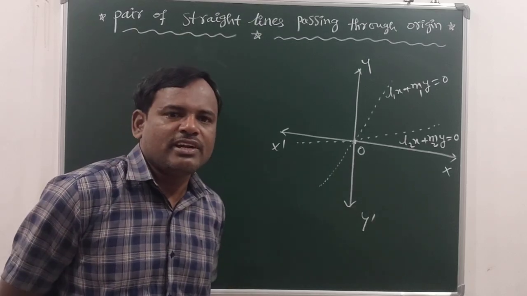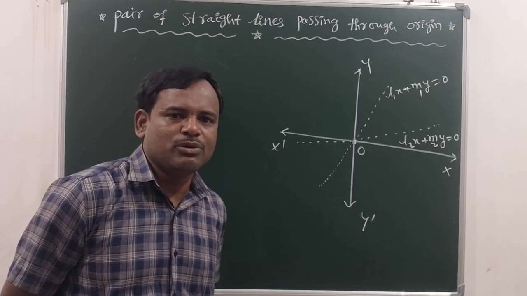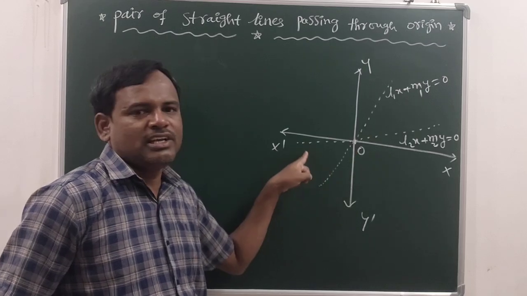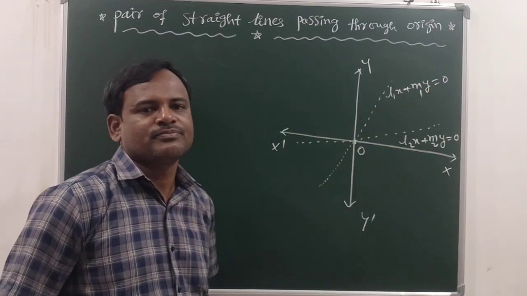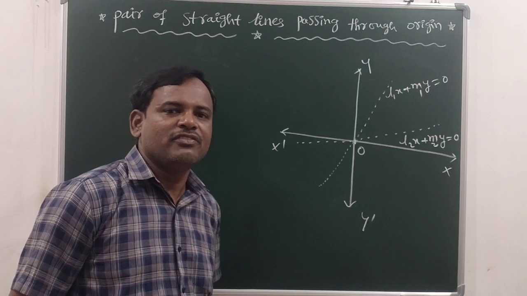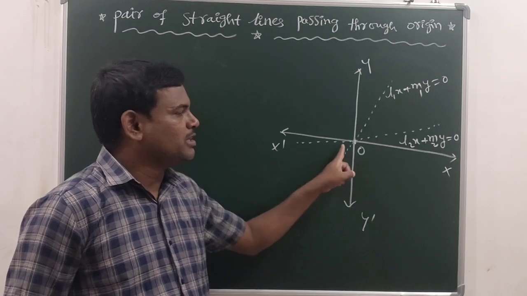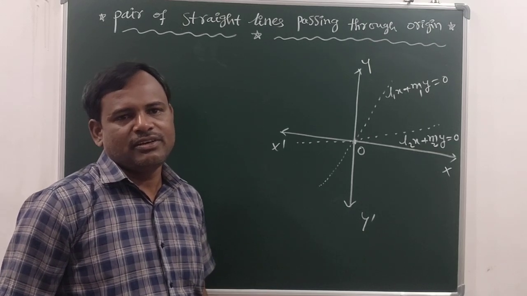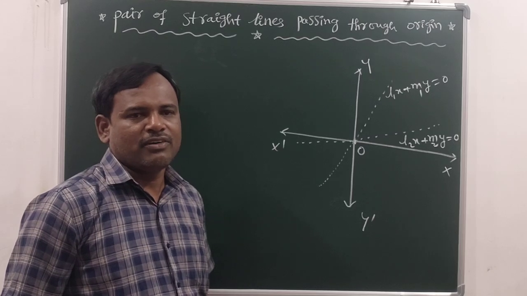You know the standard form of a line equation is ax plus by plus c equal to 0, but for lines passing through the origin, here we don't get the constant term. Ax plus by equal to 0 you will get, because that is passing through the origin. Hence c would become 0. The constant part never comes in this.